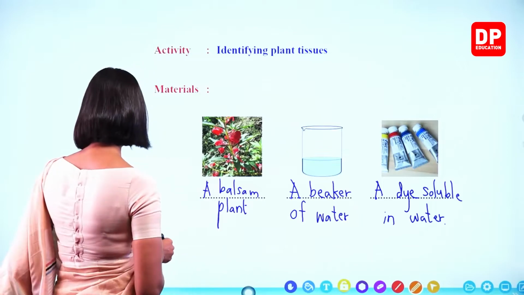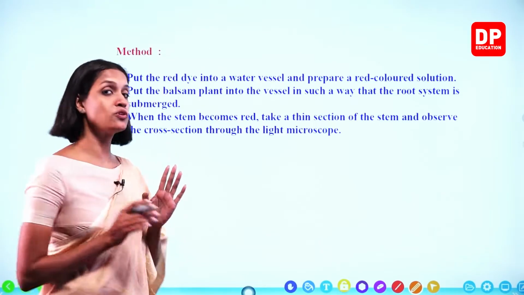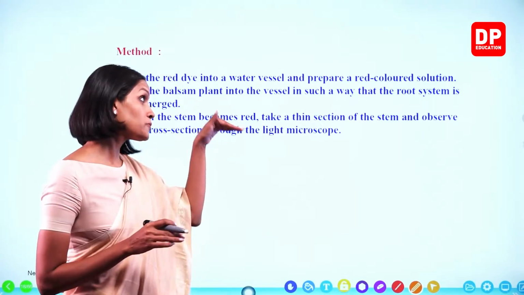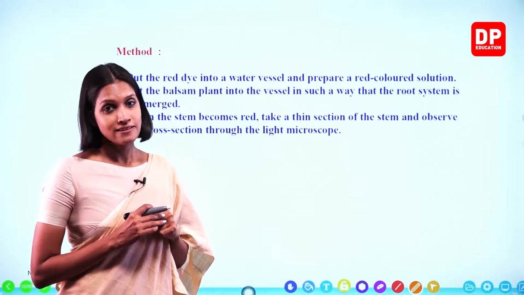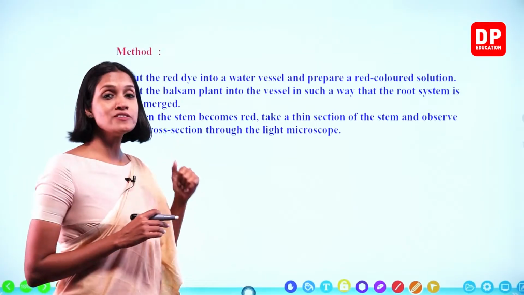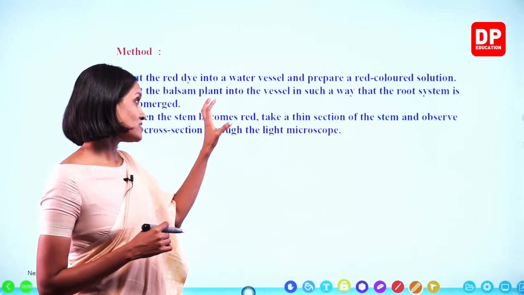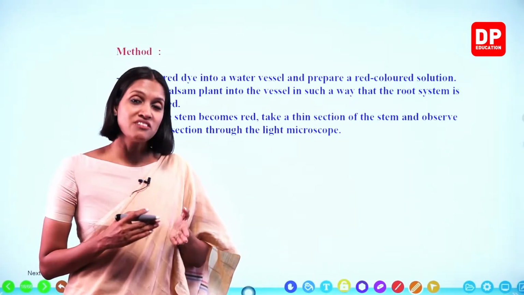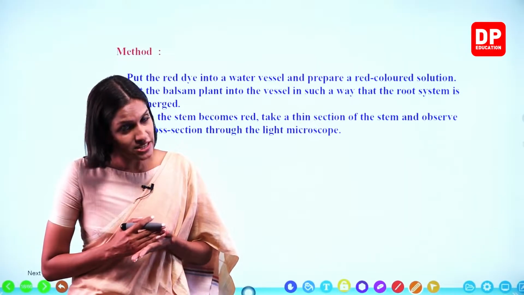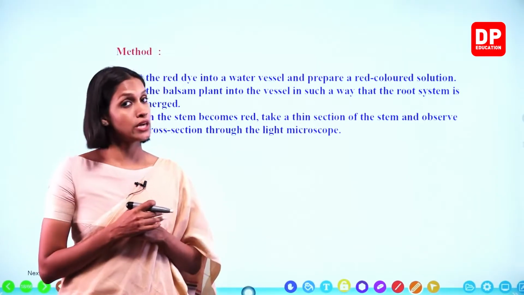So how to do this activity? Even at home, you all can do this activity up to one part only. To observe what happens, you can do this activity at home. But in the second part of this activity, we have to observe under a microscope. You can't do that at home, but up to a certain part, we can.